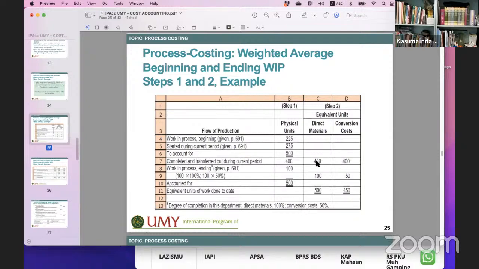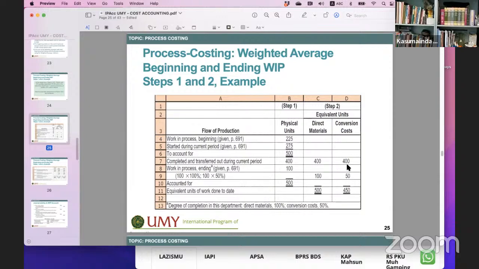We also have 400 here for direct material and conversion. Okay, and for ending, the percentage of completion for conversion cost is 50%. Yeah, maklumat tambahan dia, additional information, and the percentage of completion of direct material is 100%. So 100% kalau kita darab, kita multiply with 100 sini untuk direct material. Okay, 100% complete. So 100% darab 100, we got 100.